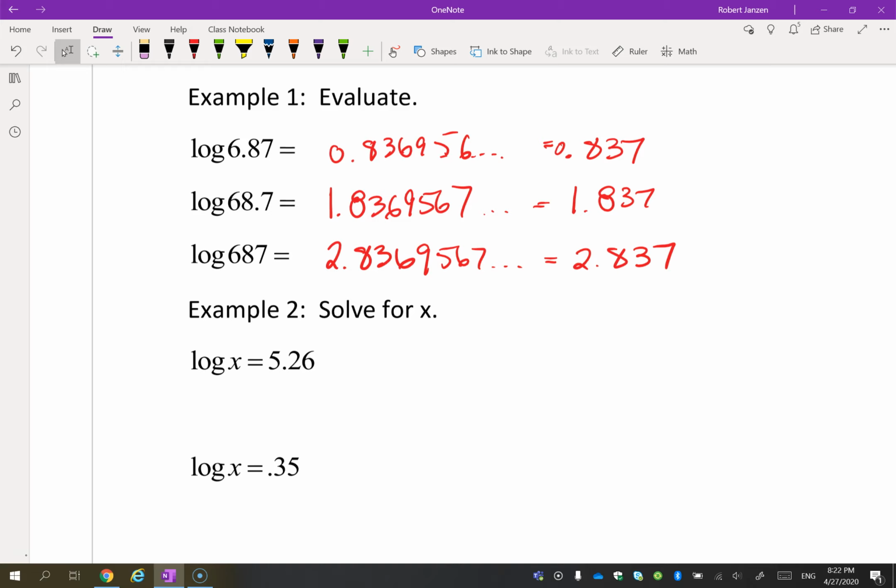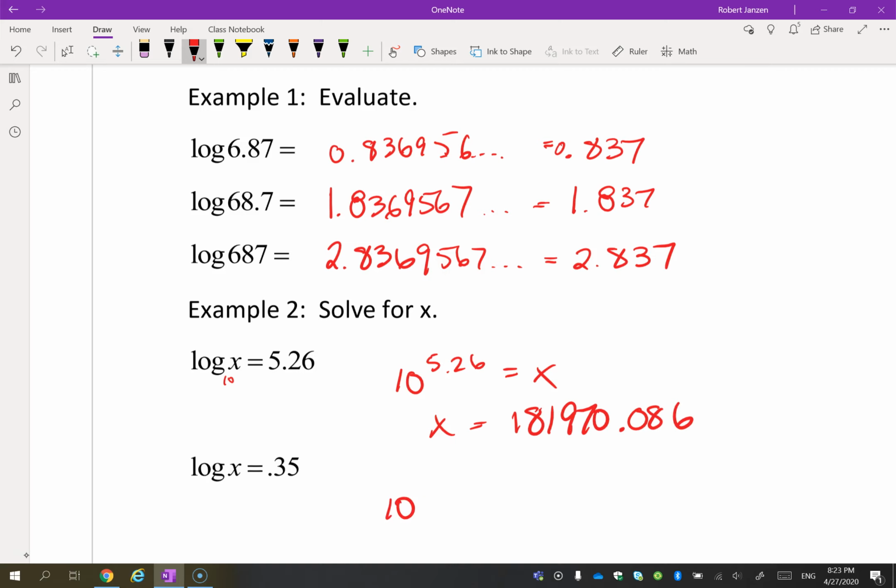Well, you should remember that this is one of the three types of log equations. It's one with log on one side. When there's log on one side, you change to exponential form. So knowing there is a base 10 here, I can write this as 10 to the power of 5.26 equals x. So x is 10 to the power of 5.26. So you get a number like that.